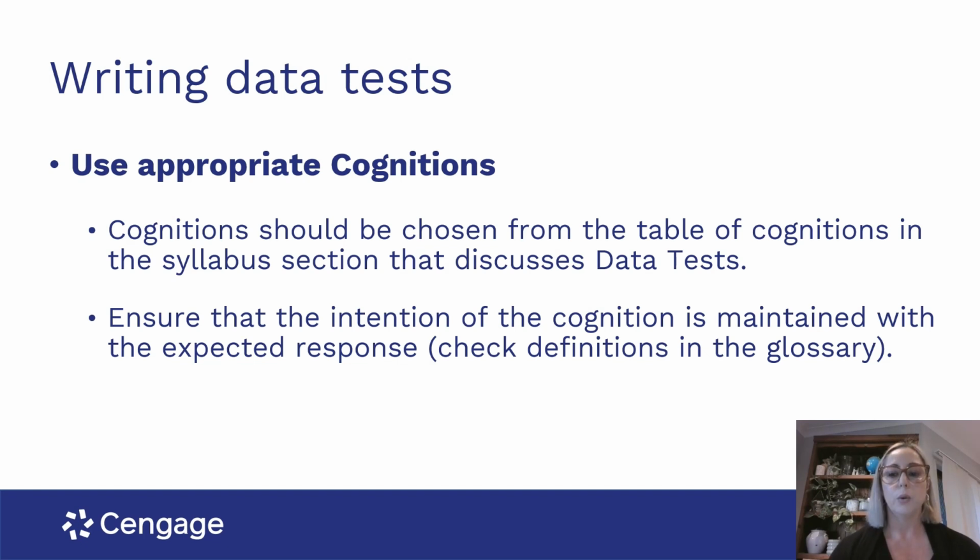But it's also important when you're choosing that cognition that you maintain the intention of the cognition and that it matches the expected response. Something that's really handy to do is to check the definitions of that cognition in the glossary, to make sure that what you're asking the students to do actually matches the intention of that cognition.